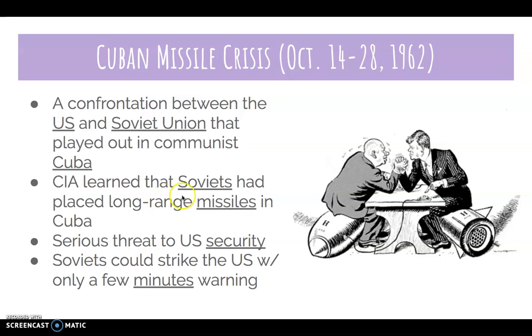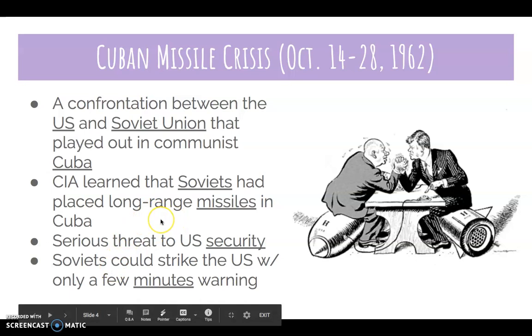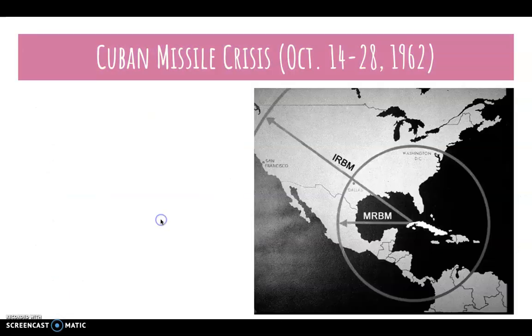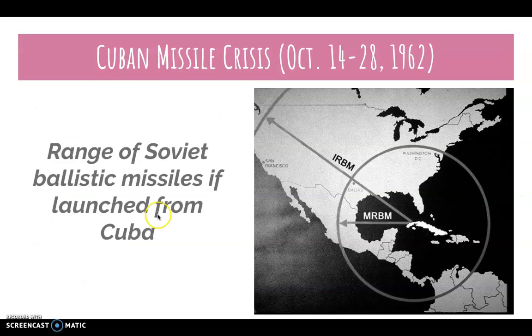These missiles at the time were state of the art, and they would have done significant damage and led to a significant loss of life. So this was definitely something that JFK faced as a pretty big national security concern. As I said, this is the range of the Soviet missiles if they had been launched from Cuba. So these here, this is Cuba, this is where they were placed.